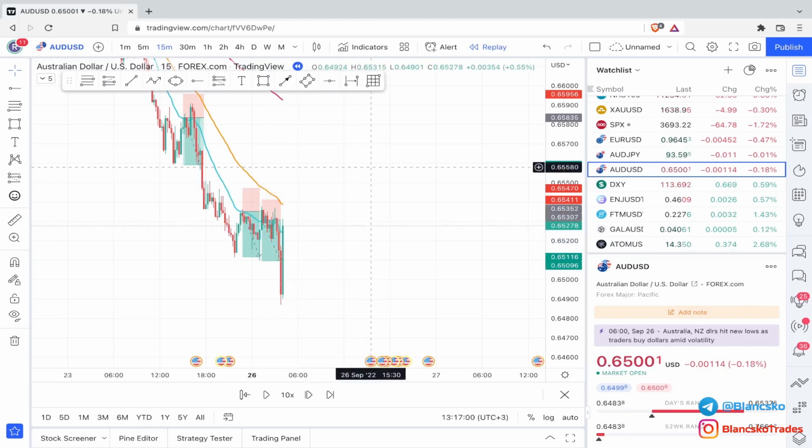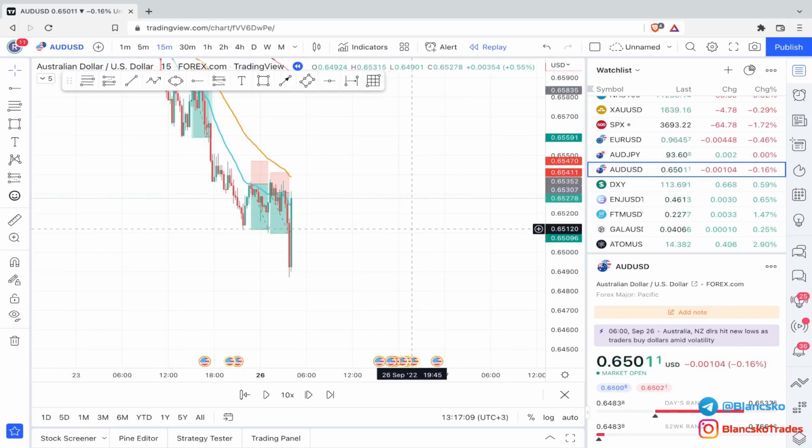We made 6R. That means if you would have risked 1%, you would have made 6%, and so on. R is basically what percentage you risk per trade.